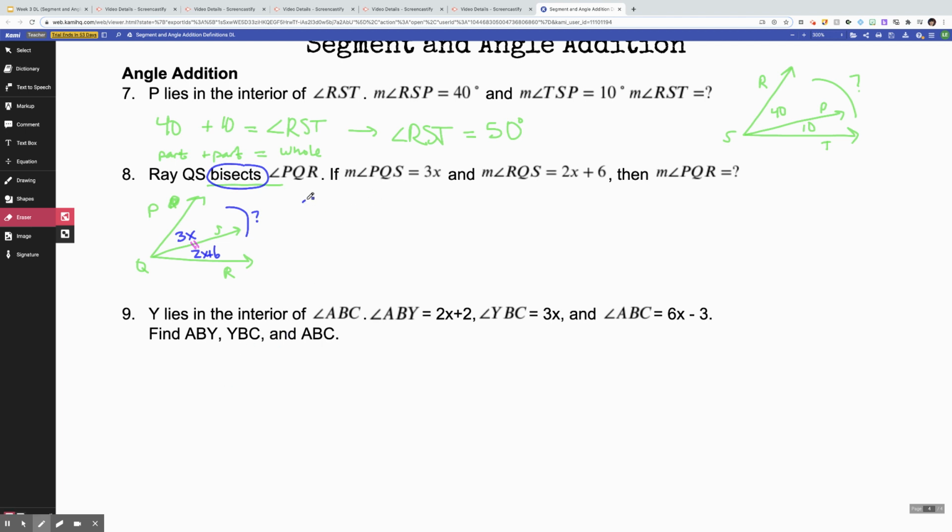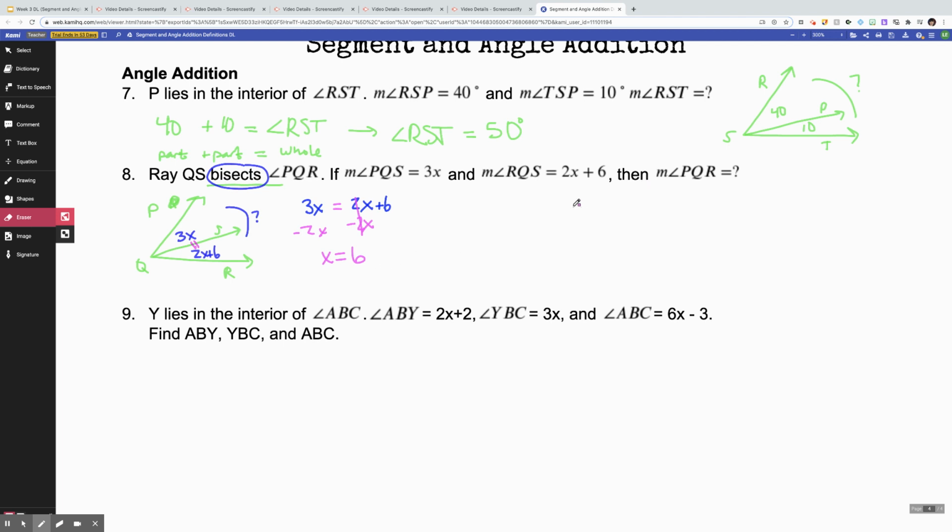Remember, that only works if you have that magic word bisect, or the magic word midpoint if you're dealing with a segment, okay? And really, I only want to use this strategy when I'm dealing with two different expressions. Because if I have two of the same expressions, obviously they're equal because they're exactly the same. Okay, so let's just do some algebra quickly. This is a pretty simple one. I'm going to subtract 2x from both sides. So I just get that x is equal to 6, right?